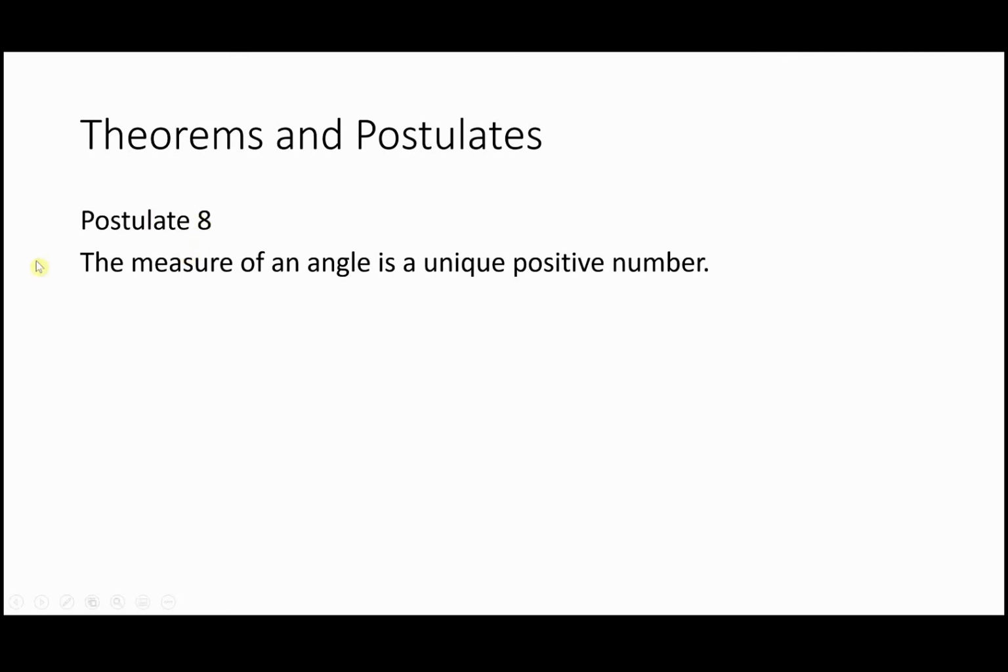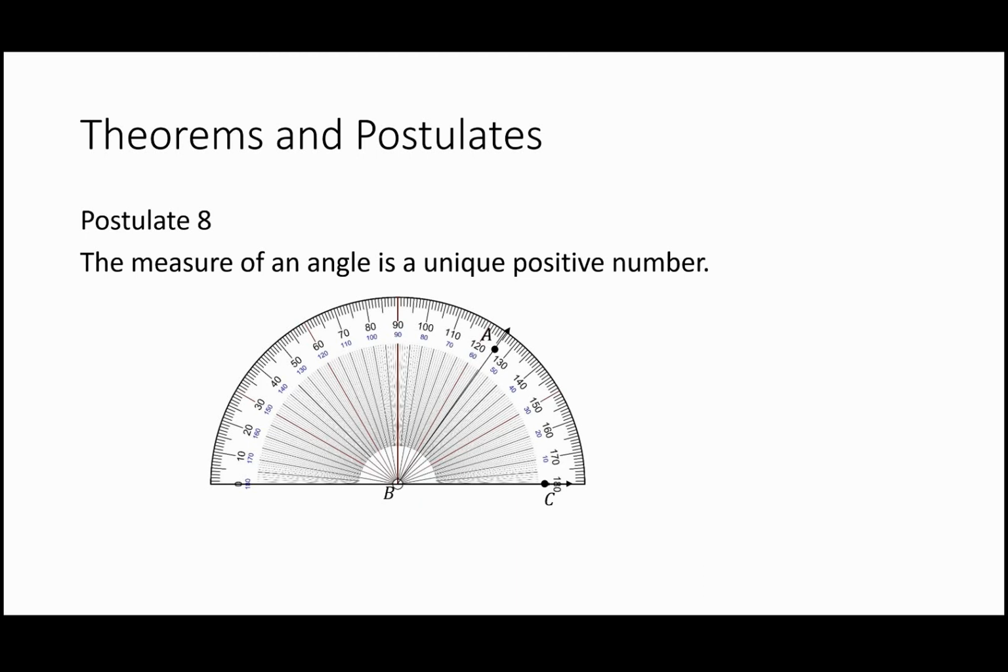Postulate 8 states that the measure of an angle is a unique positive number. Doesn't this sound very familiar? Didn't we have a postulate that was presented in the previous section about line segments having a unique positive number as their measure? Yes, that is very true. So, this is kind of like the ruler postulate, if you recall. This one could be called the protractor postulate, but it doesn't have that name. I feel like that's an opportunity lost.